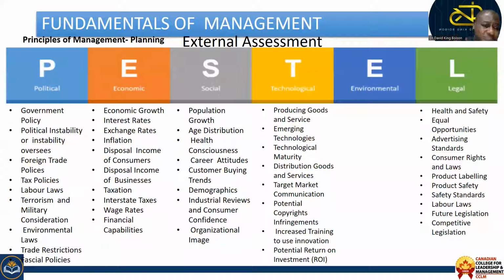And then you are looking at tax policy, foreign trade policies, labor laws, tourism and military considerations, environmental laws. You are looking at trade restrictions, fiscal policies. You are looking at all of that as a political barrier. When you come to economic, you are looking at the economic growth of the country, the GDP, the interest rate at the bank, exchange rates. You're looking at inflation. Our inflation is hitting like 30%, and disposable income of consumers.